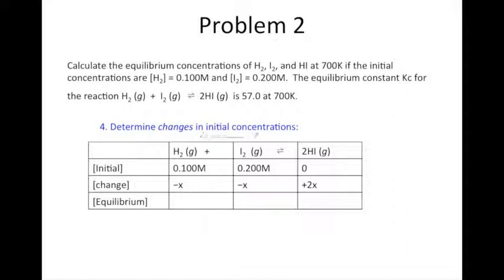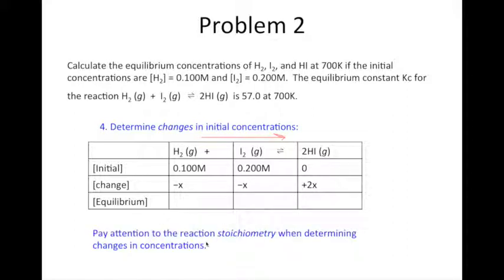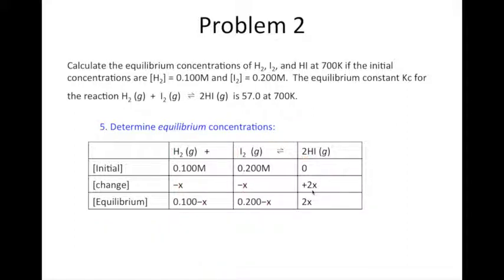We said it goes from left to right, so these must be minus x, and notice this is plus 2x because of our stoichiometry. Pay careful attention to your stoichiometry when determining the changes in concentration. 1 mole of hydrogen that reacts with 1 mole of iodine will produce 2 moles of hydrogen iodide, hence the 1x and the 2x. Now we can determine our equilibrium concentrations. We just take our initial minus x, in this case for the reactants, and our initial plus 2x for the product, hydrogen iodide.